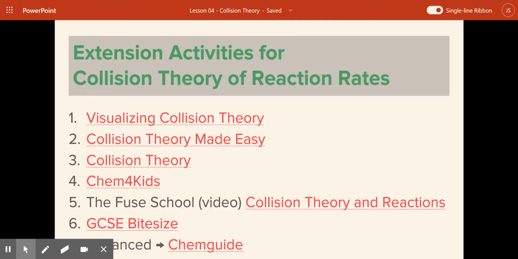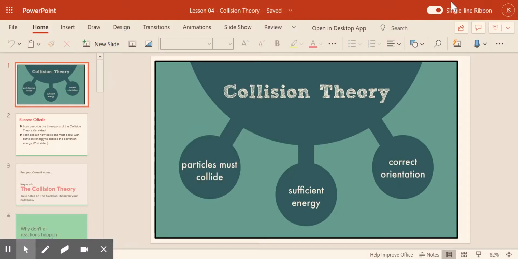Here are a bunch of videos and websites to help you understand the collision theory. And then in OneNote, you will have a few more as well.